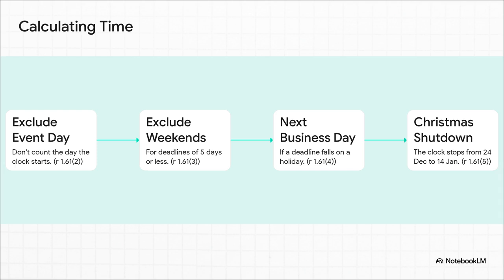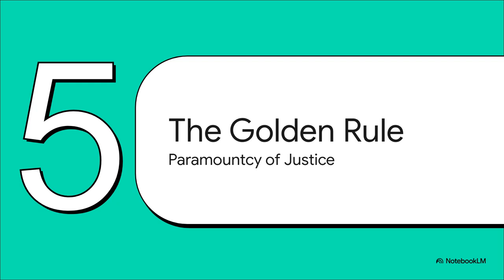Remember, the court basically shuts down over Christmas. From December 24th to January 14th, the clock is paused. You have to know these 4 steps inside and out. Again, that's all in Rule 1.61. So, we've looked at how the rules apply, we've seen the court's incredible superpowers, and we've even covered the nitty-gritty of counting days. Now, let's tie it all together with the one golden rule that governs everything else.